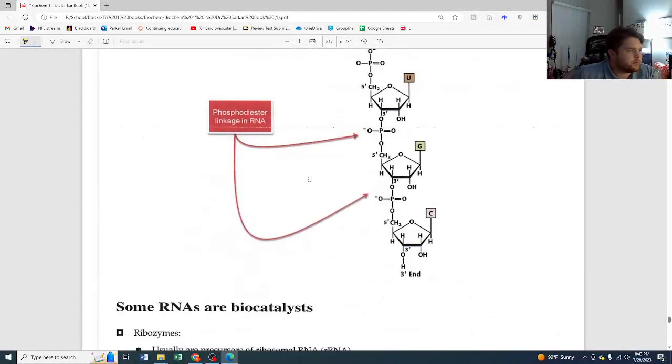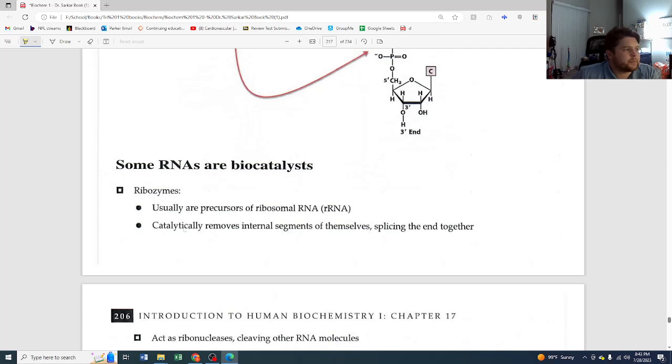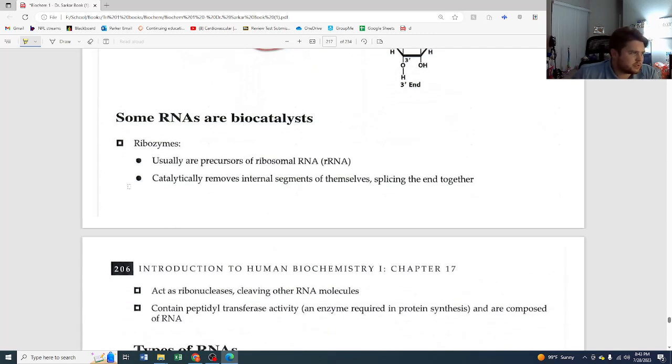Yep, good to go. Again, we have the same phosphodiester linkages, just like in DNA. Some RNAs are biocatalysts, so ribozymes. Biocatalysts, remember catalysts speed stuff up, they lower the activation energy. Ribozymes usually are precursors of ribosomal RNA or rRNA. They catalytically remove internal segments of themselves, splicing the ends together. They act as ribonucleases, cleaving other RNA molecules.